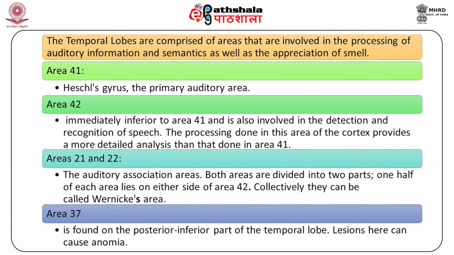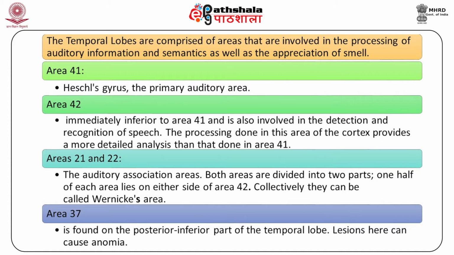The temporal lobes are comprised of areas involved in processing of auditory information and semantics as well as the appreciation of smell. Area 41 is Heschl's gyrus, the primary auditory area. Area 42, immediately inferior to area 41, is also involved in the detection and recognition of speech. The processing done in this area of the cortex provides a more detailed analysis than that done in area 41. Areas 21 and 22 are the auditory association areas.